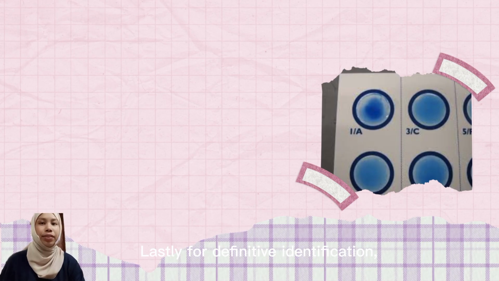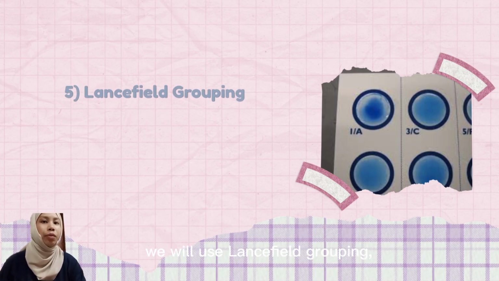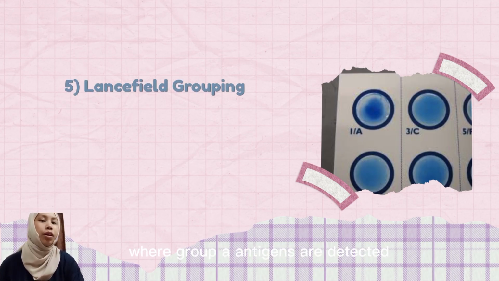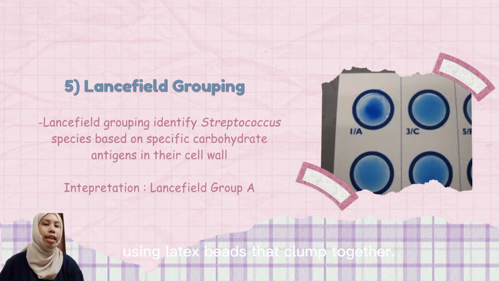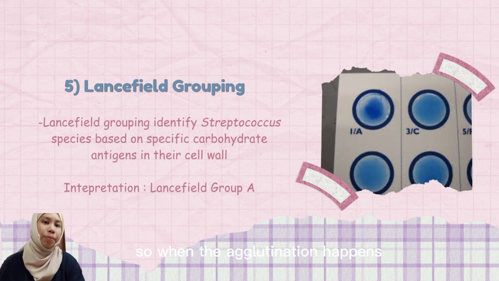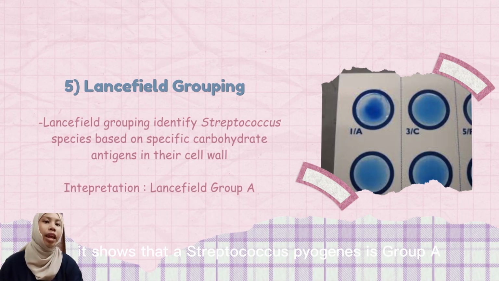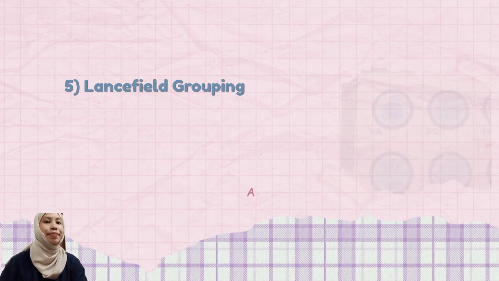Lastly, for definitive identification, we will use Lancefield grouping, where group A antigens are detected using latex beads that clump together if Streptococcus pyogenes is present. So, when the agglutination happens, it shows that Streptococcus pyogenes is group A Streptococcus.